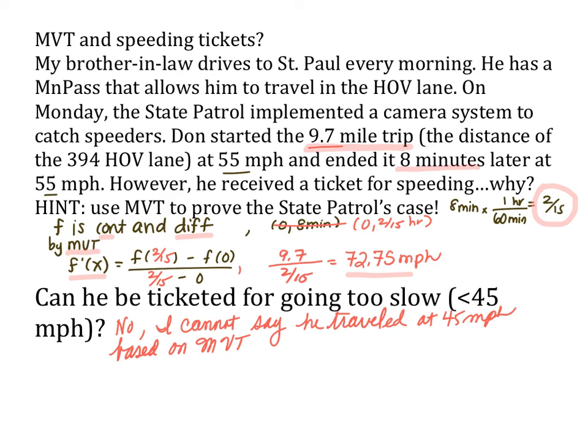Can I say that unconditionally that he was traveling too slow, or that he was going less than 45 miles an hour, which you can also get ticketed for? And I can't say that because based on MVT, I only know what I know, which is it was somewhere between 55 and 55. So that's it.